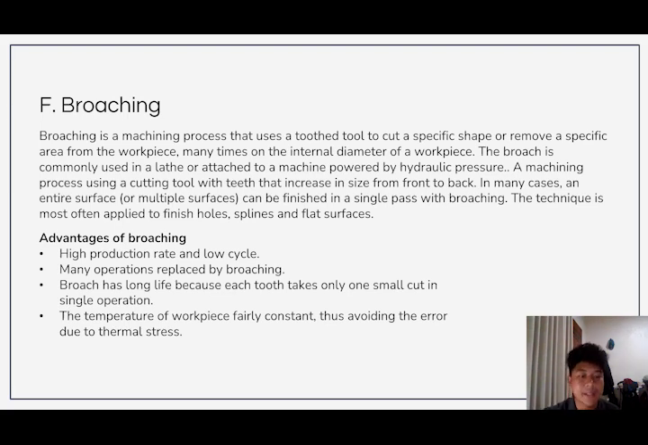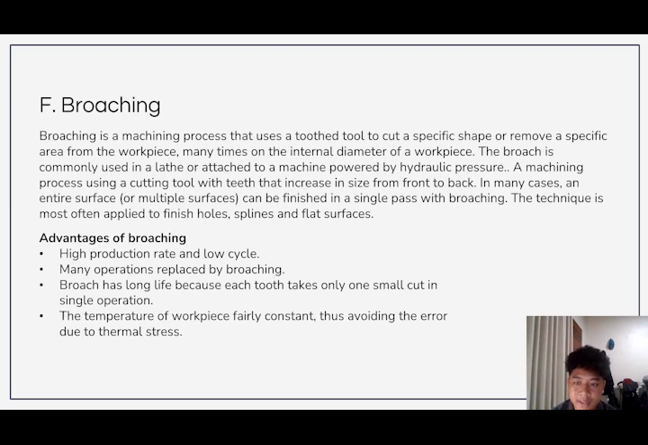Next part is broaching. Broaching is a machining process that uses a toothed tool to cut a specific shape or remove a specific area from the workpiece, many times on the internal diameter of the workpiece. The broach is commonly inlaid or attached to the machine, powered by hydraulic pressure. It is a machining process using a cutting tool with teeth that increase in size from front to back.